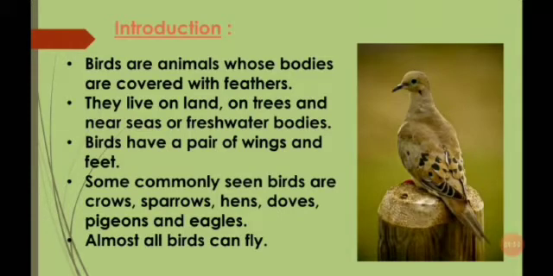Crows, sparrows, hens, doves, pigeons, and eagles are some common birds we usually see around us. Almost all birds can fly. Children, insects and bats also have wings and they can fly, but they are not birds.